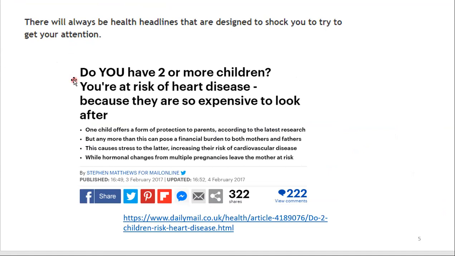Do you have 2 or more children? If you do, you're at risk of heart disease. This was reported in several newspapers, but it's from some clinical data. Let's say we've got some data for this and we fit some model.